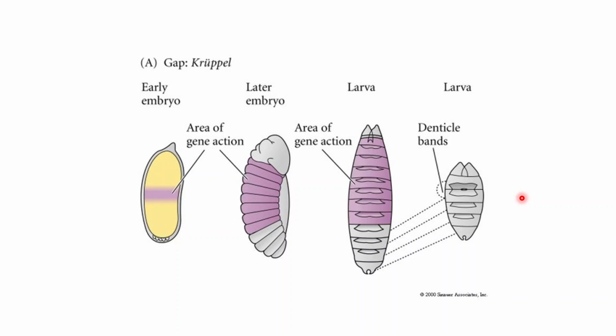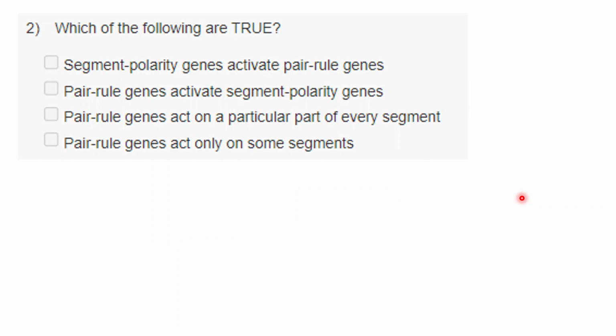Great, thank you. Okay, let's move on to the second question. Which of the following statements are true? There are a set of 4 statements, and there can be multiple correct options. Option A, segment polarity genes activate pair rule genes. Option B, pair rule genes activate segment polarity genes. Option C, pair rule genes act on a particular part of every segment. Option D, pair rule genes only act on some segments.